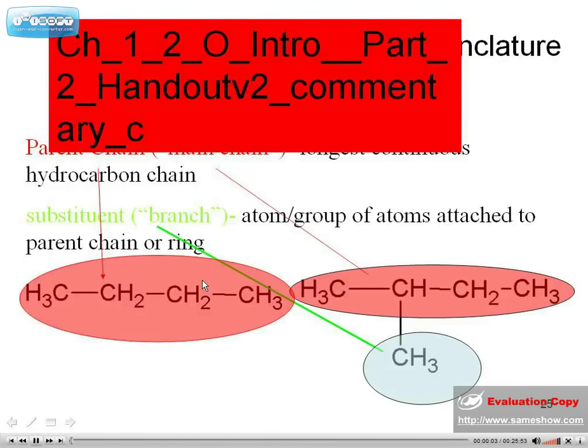This is the Chemistry 1, Chapter 1-2, Introductory Part 2, Handout 2, Commentary C. In this final commentary for the introduction handout, I'm going to talk about how to name organic compounds. I started off talking about it in B, but I'll finish it up in Part C.